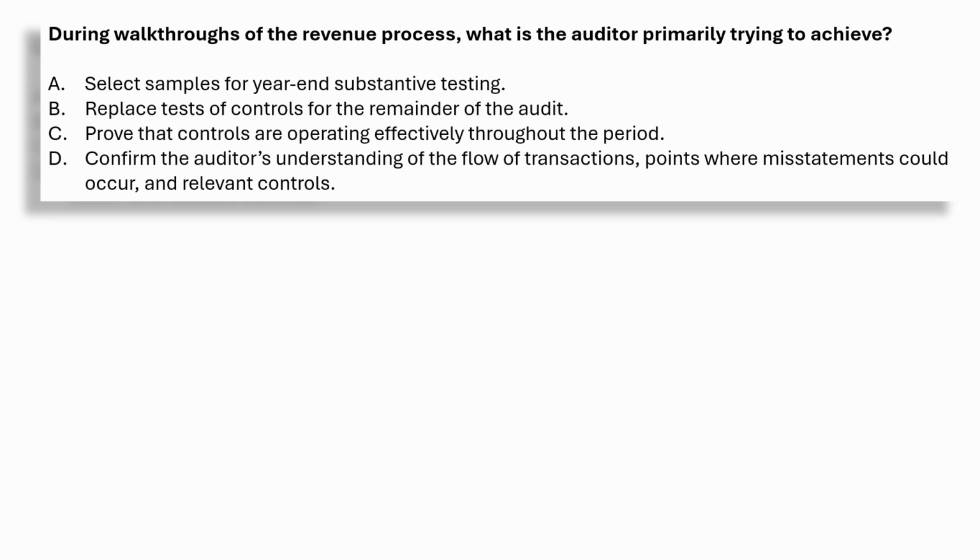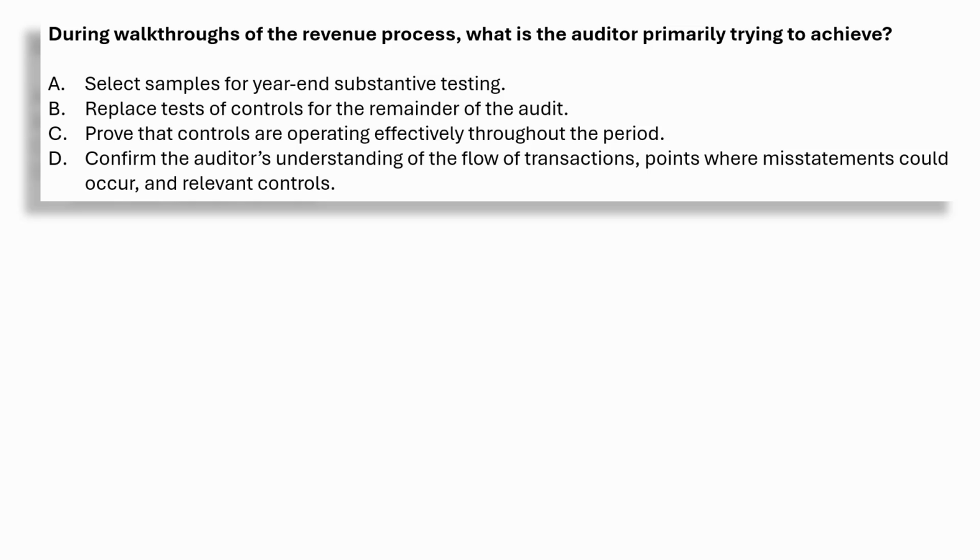Option B, replace tests of controls for the remainder of the audit. Not at all. Walkthroughs don't substitute for real control testing. They help me understand the process, not conclude it's effective. Option C, prove that controls are operating effectively throughout the period. Too strong. A walkthrough might give me a snapshot, but it doesn't prove operating effectiveness over time.